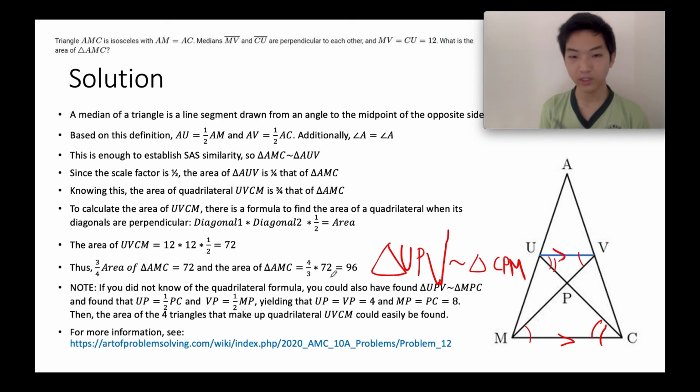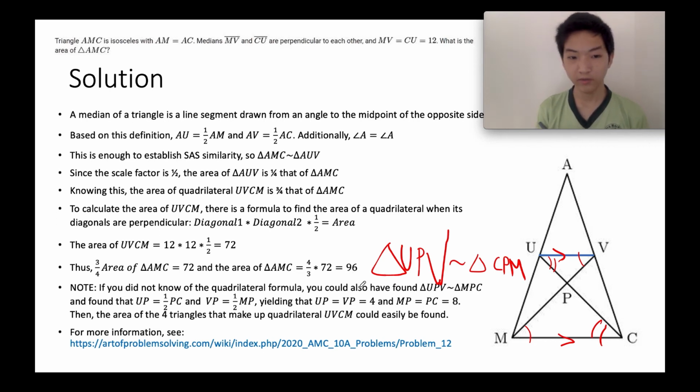So now we can show that UP is 1/2 of PC, and VP is 1/2 of MP. Once we know that, since it's given that MV equals CU equals 12, it's easy to figure out that UP equals PV equals 4, and MP equals PC equals 8. Because UP is half of MP, you can see that this is correct.